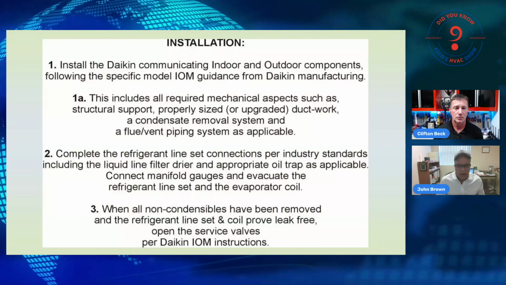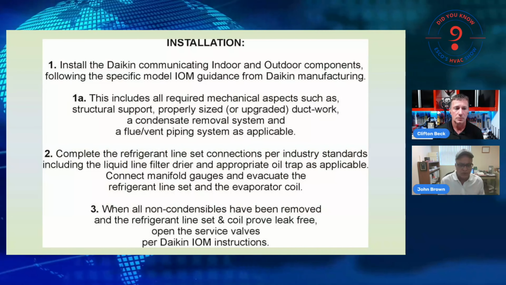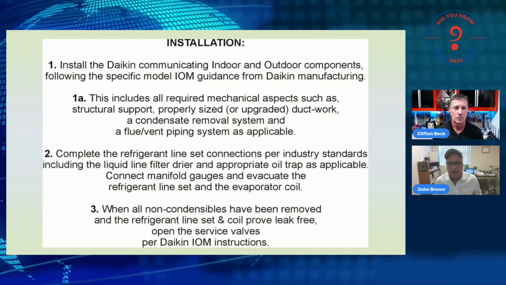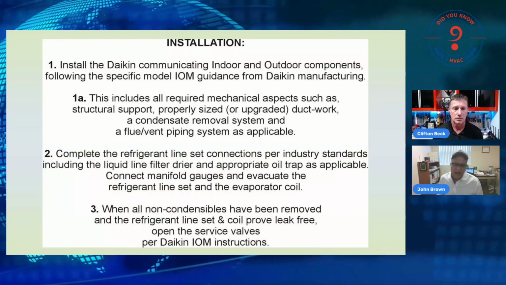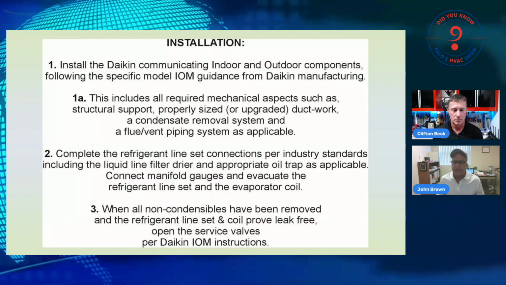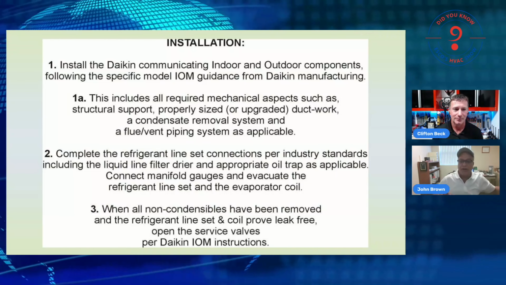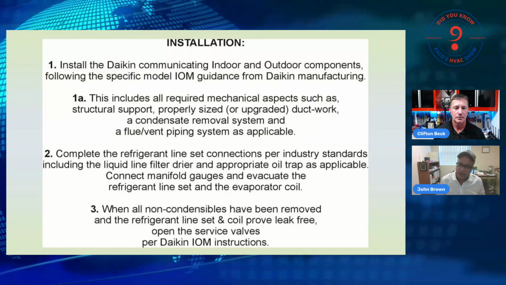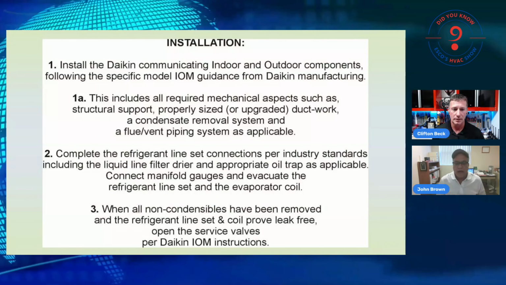You want to include all required mechanical aspects: structural support, properly sized duct, a condensate removal system, a flue vent piping system, as applicable for the efficiency of your furnace. Complete the refrigerant line set connections per Daikin guidance and industry standards. Make sure you put in a liquid line filter dryer close to the EEV, not outside anymore, close to the EEV to protect that component. Oil traps are important. Don't forget them.